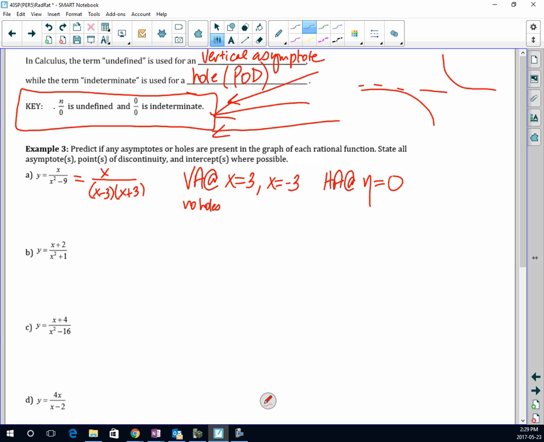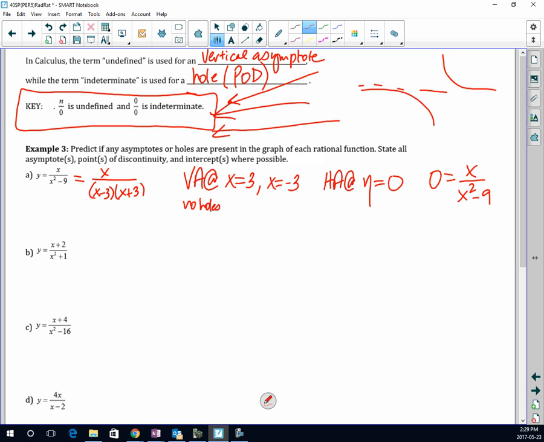Is there an x-intercept? Again, it's not going through the entire thing there, so there is a potential to have an x-intercept. Sub y is 0 in there and solve it. What do you get? I will write it down. 0 equals x divided by x squared minus 9.